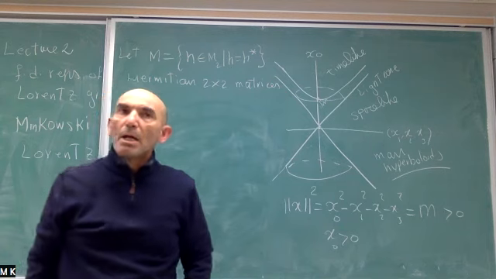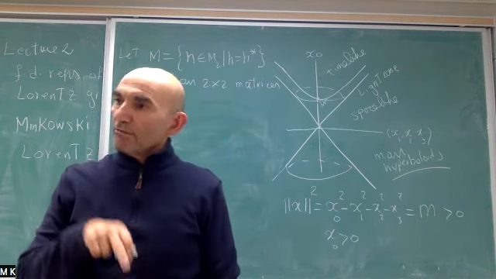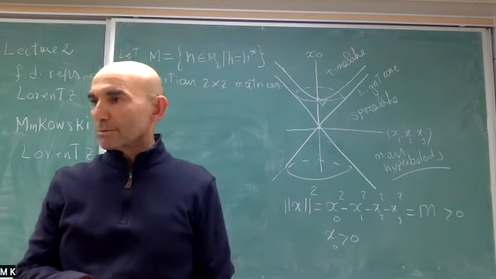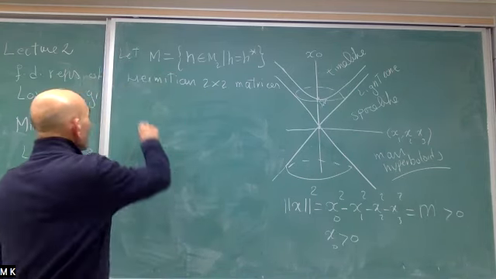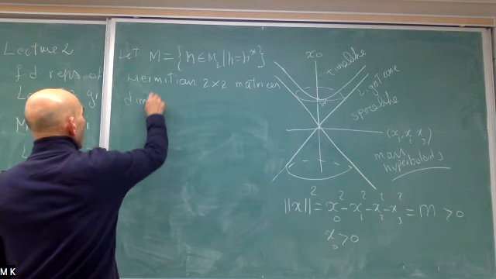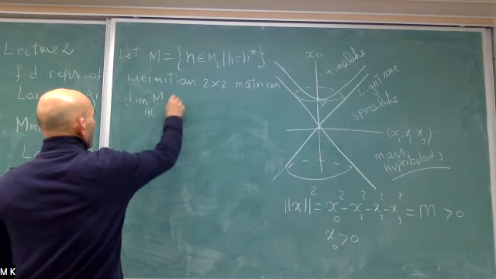Okay. So this is, of course, a real 4-dimensional vector space. That's clear. We also in random matrix theory have seen these things. So the dimension of M over R is equal to 4.